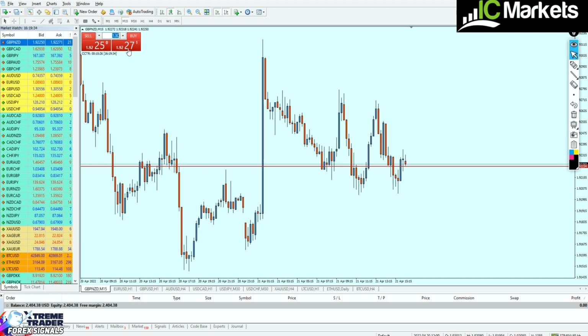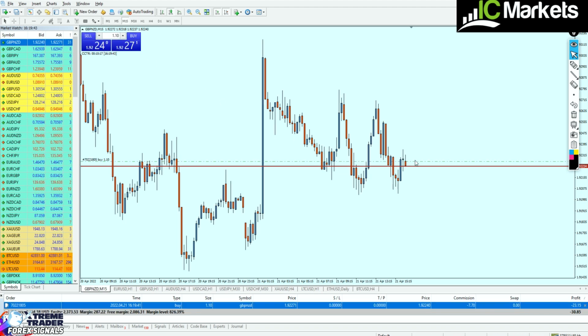Let me reduce the lot size to make it 1.1. Okay, fantastic. Yes, that is what I really wanted. Of course, let me first of all set my stop loss, the first thing of all. Then for the take profit level, it has to be placed at the nearest resistance to my entry, which is this one right here.